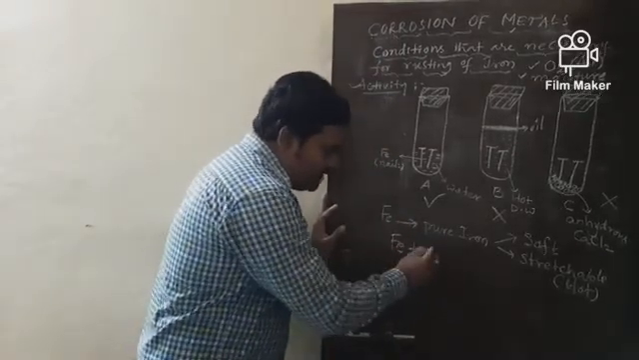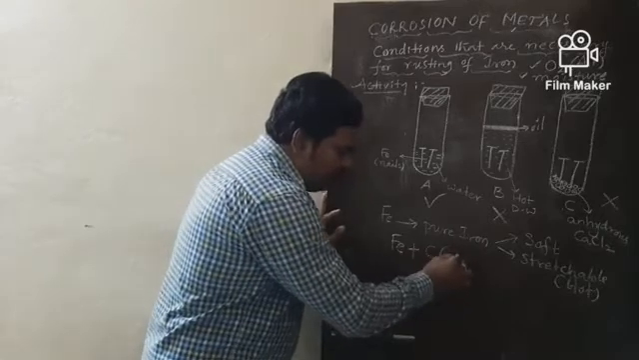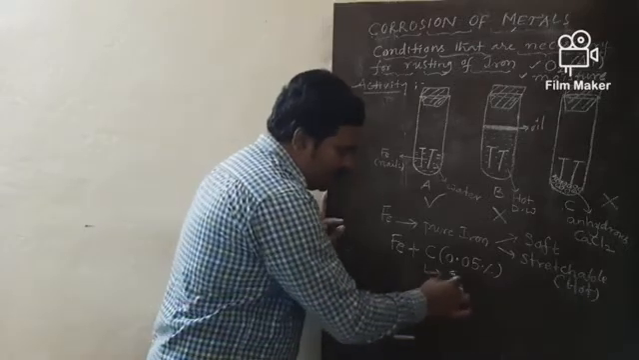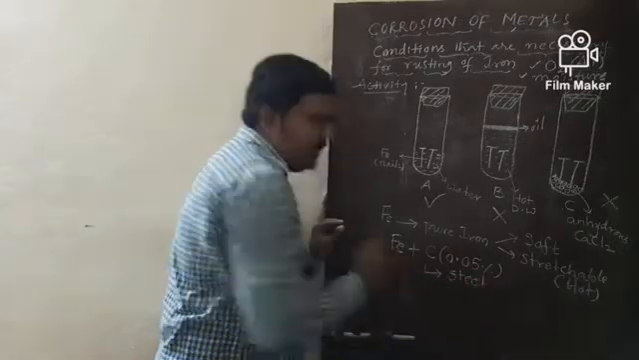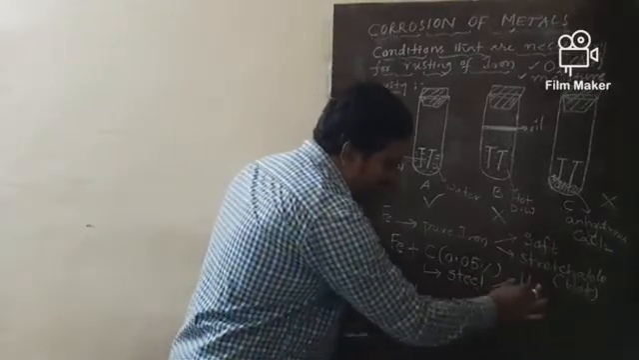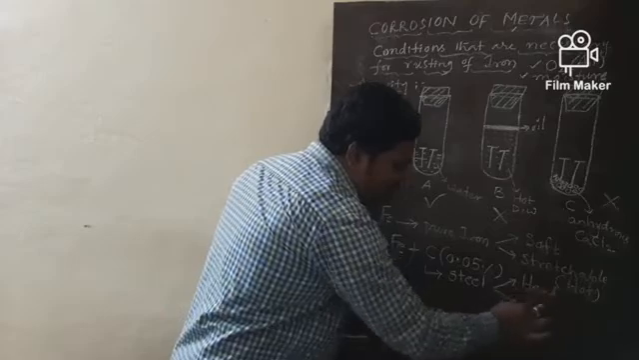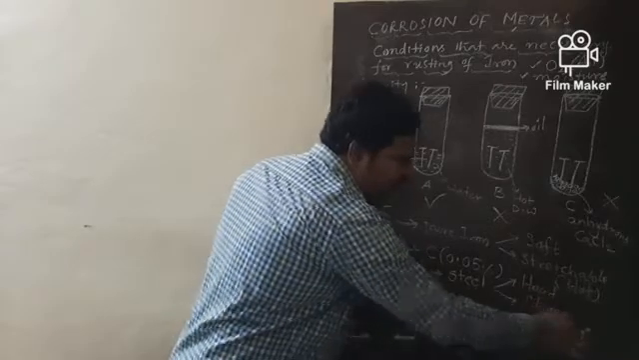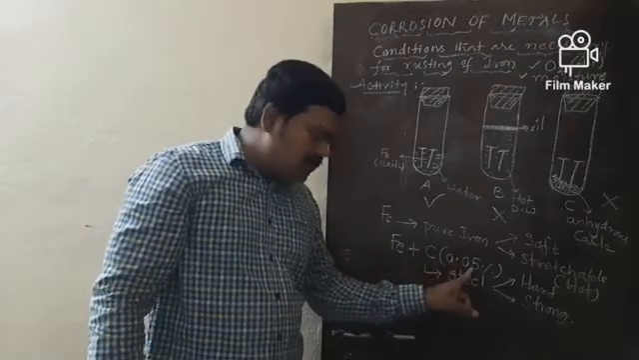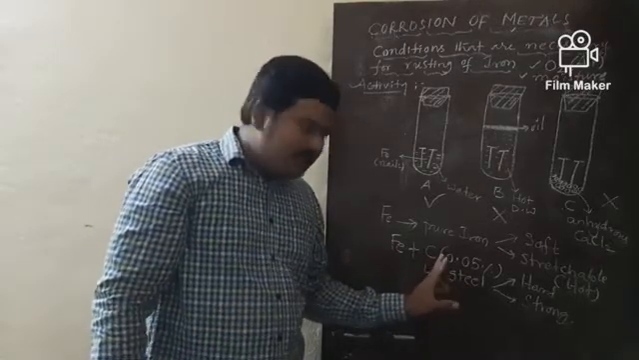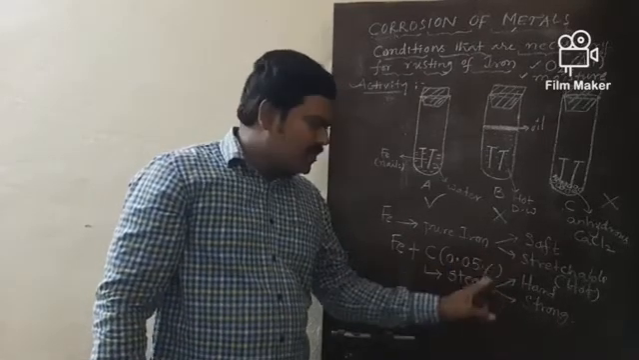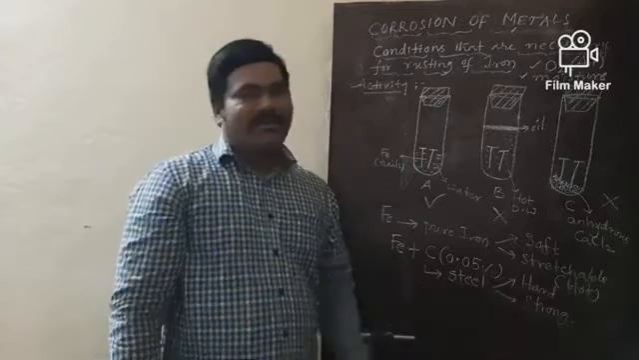This iron is alloyed with carbon, 0.05%, and you will get one alloy. What is that alloy called? Steel. And what are the properties of steel? Steel is hard and strong. So you need to alloy iron with 0.05% of carbon. Then you will get steel. What is the advantage of steel compared with iron? Steel is hard as well as strong.